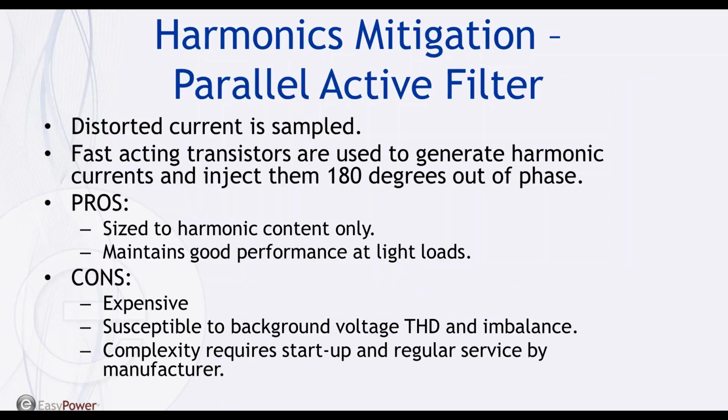A parallel active filter is an option to help mitigate harmonics. It works by sampling the distorted current and uses fast-acting transistors to generate harmonic currents and inject them 180 degrees out of phase. The pros of using these filters are they're sized to harmonic content only. They maintain good performance at light loads.